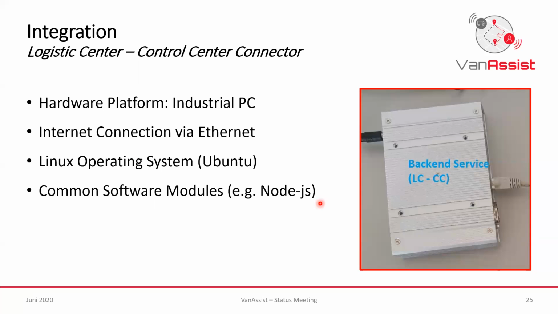And the hardware of the logistics center and control center connector is an industrial PC. The internet connection for these entities is provided using Ethernet. They are also using the Linux operating system, more specifically Ubuntu. And they are also using common software modules, for example Node.js and so on.